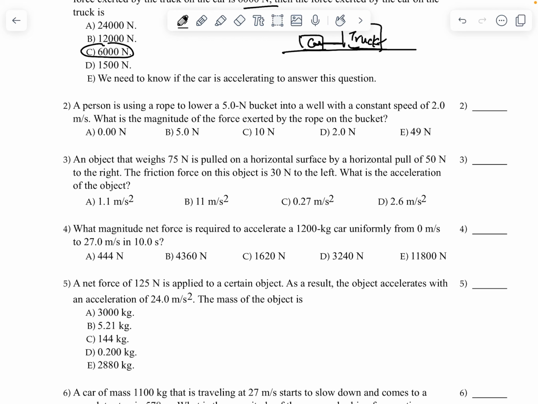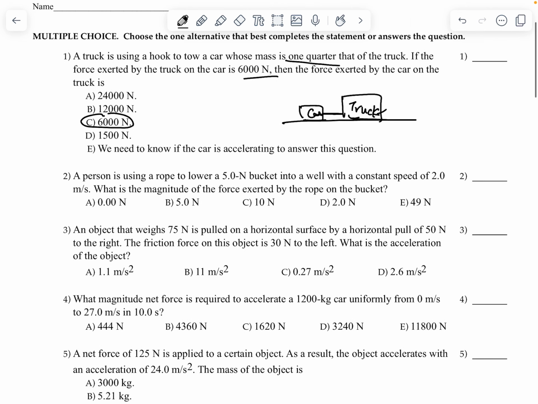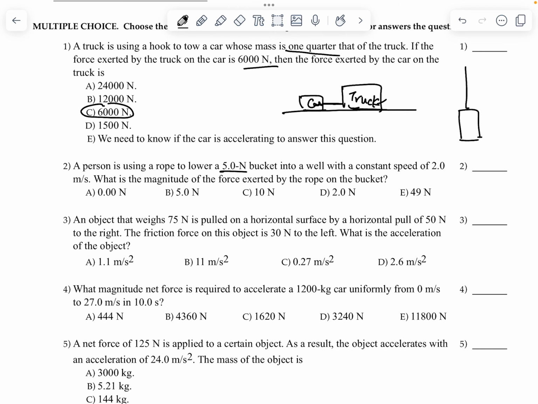Second one: a person is using a rope to lower a 5.0 Newton bucket. So this is the 5.0 Newton bucket, and that's the rope lowering it. So this is the weight, with a constant speed of 2.0 meters per second. Constant speed, which means a is 0. That's the meaning. What is the magnitude of the force exerted by the rope on the bucket?